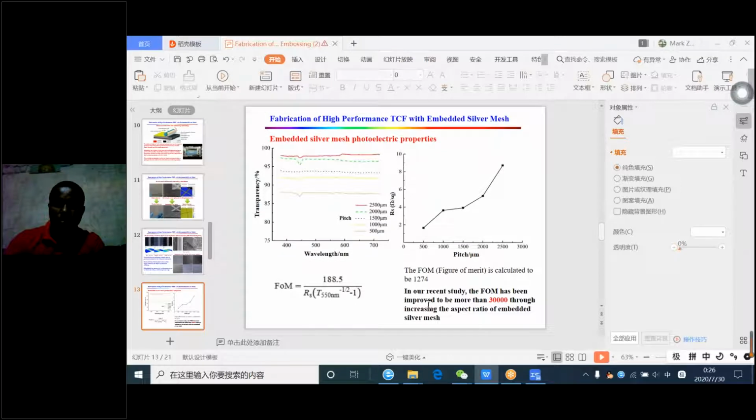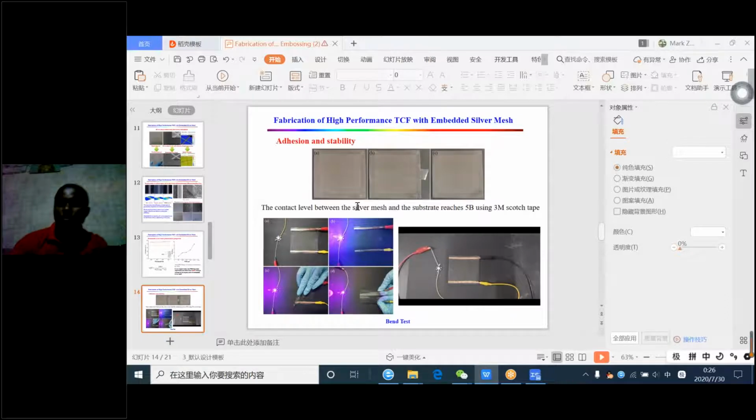As we know, the adhesion between the silver mesh and the substrates and the stability of the silver mesh are especially important for the actual use of the TCF. The contact level between the silver mesh and the substrates reaches 5B using 3M Scotch tape. The bending results show that the TCF has good bending performance.